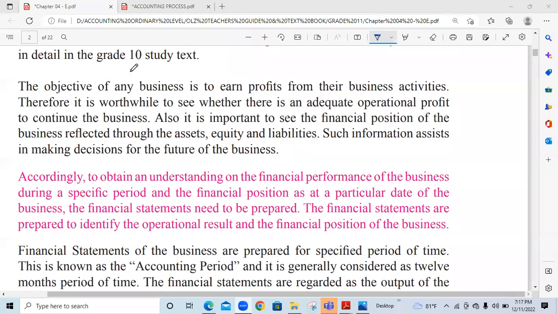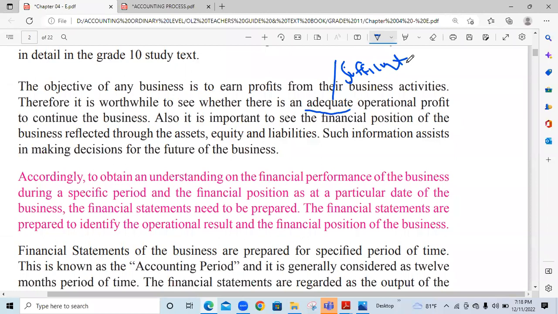We try to make all those people happy. They just say it like that, but deep inside, you all know their main objective is to earn profit. So guys, because of that, they want to know whether the business is earning profit or not. They want to know whether there is sufficient operational profit in order to run their business. Is there enough profit? Guys, if they continuously have losses, they have to stop their business. They can't run it. So that's why they want to check whether they are getting enough profit.